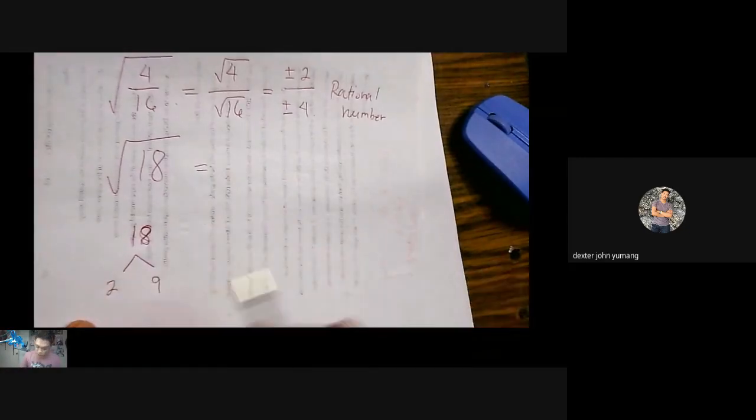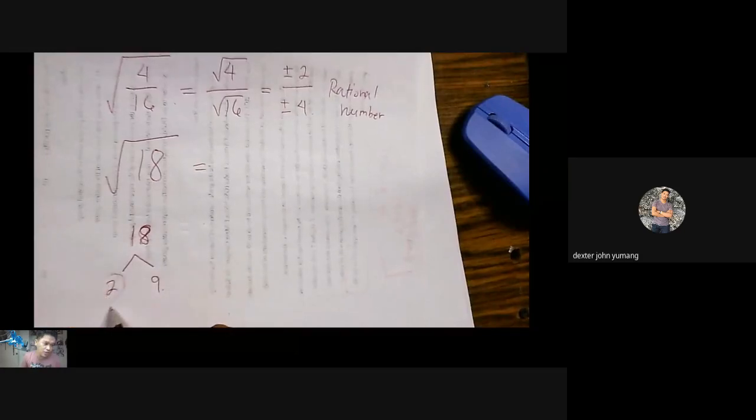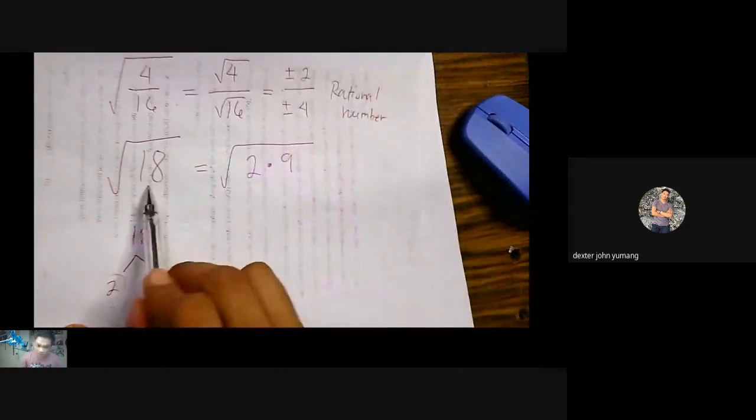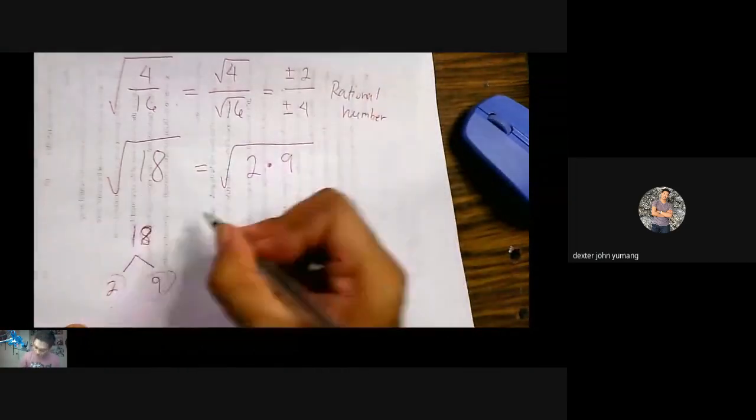2 times 9. Tama? 2 times 9 is equal to 18. Is 2 a perfect square? Yes or no? That is no. Is 9 a perfect square? Yes or no? That is yes. So, isusulat natin siya dito. 2 times 9. Bakit? 2 times 9 is 18.